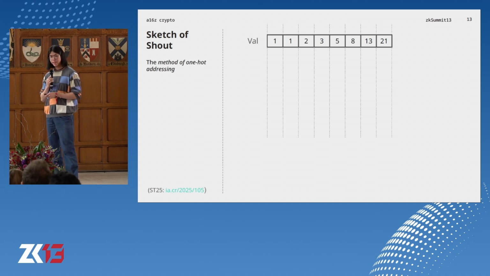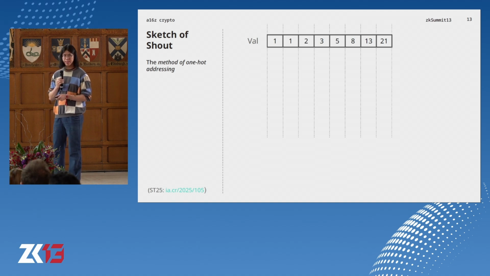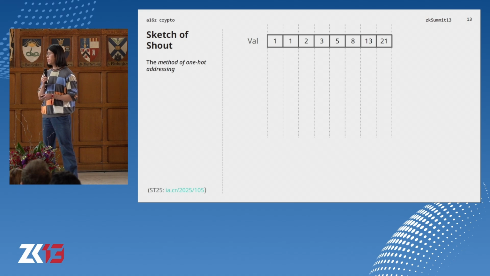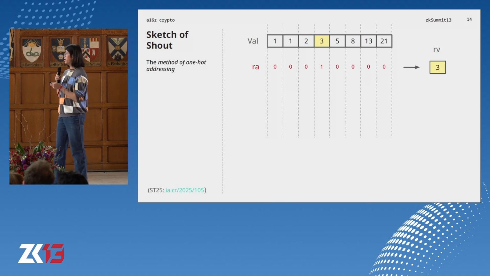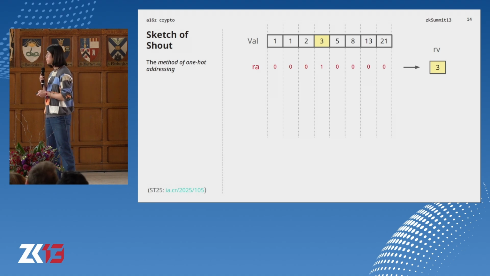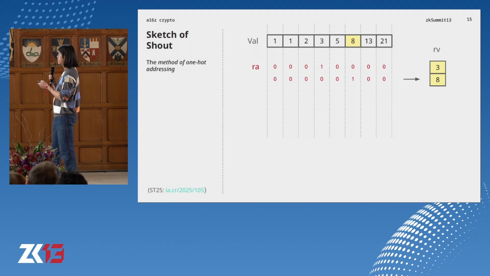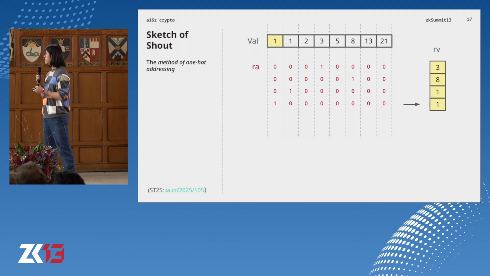So now I'm going to give a very high-level sketch of what I see as the key insight of Shout, the so-called method of one-hot addressing. Here we have a lookup table Val. And for each access, we're going to represent the query as a one-hot vector. So if 3 is the element being accessed, we have a 1 at that index and zeros everywhere else. Here ra stands for read address, rv stands for read value, which contains the lookup output at each step. In the next step, we're accessing this 8, and then that 1, and then this one.